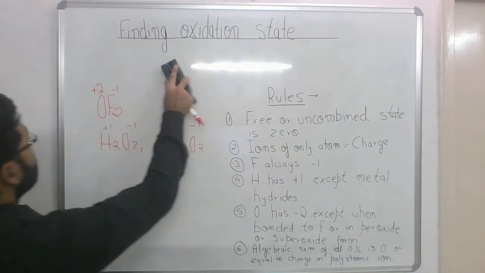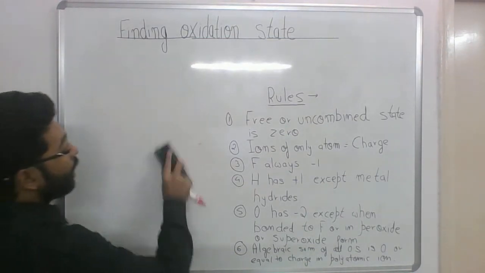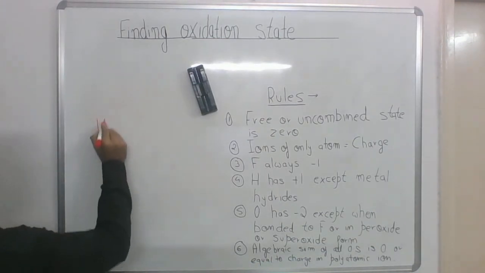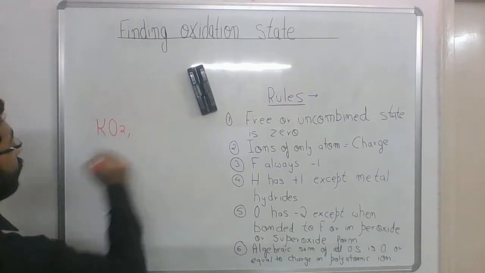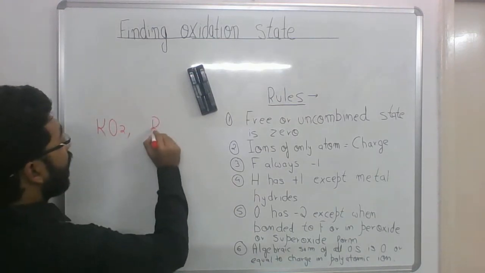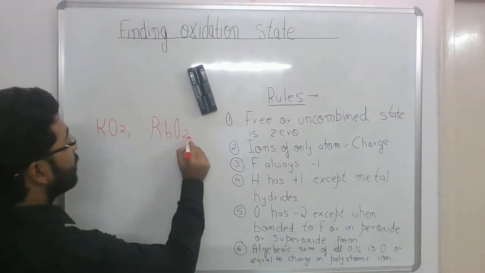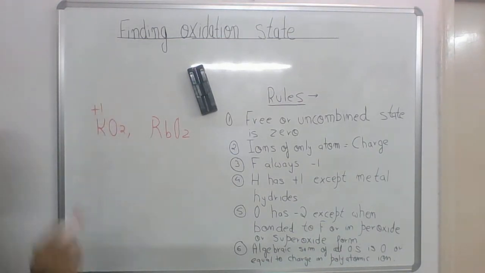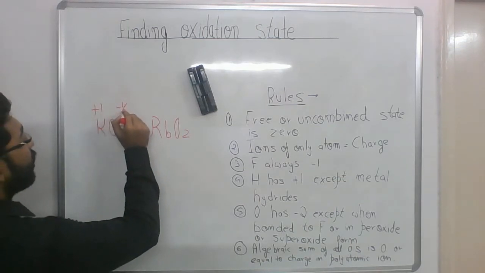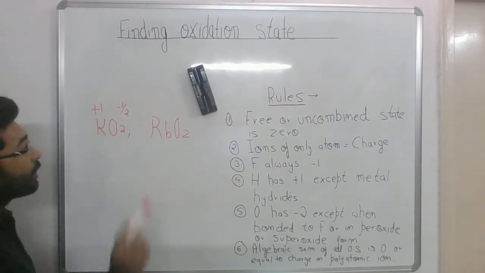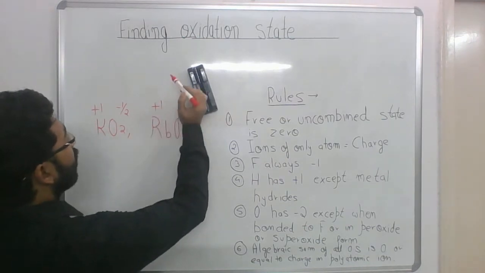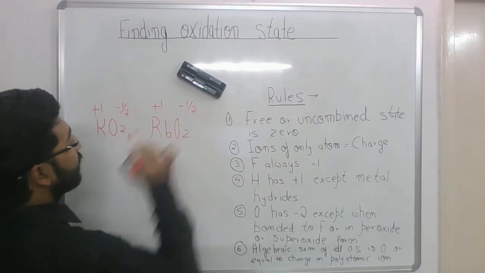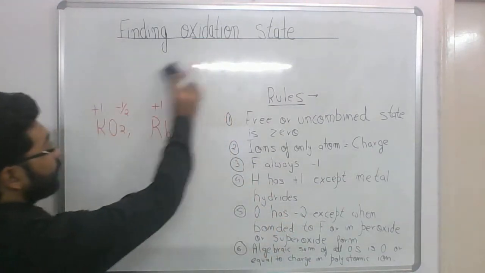Now the last and the most important point is also superoxides, like KO2 or rubidium oxide RbO2. Now potassium always has an oxidation state of +1. So in this case, oxygen will have an oxidation state of -1/2. Similarly, in this case, rubidium always has oxidation state of +1, so oxygen will have -1/2. This is the case of superoxides.